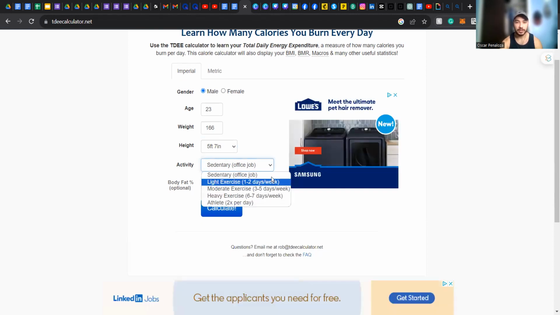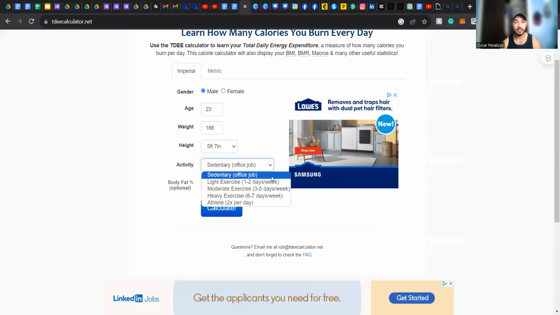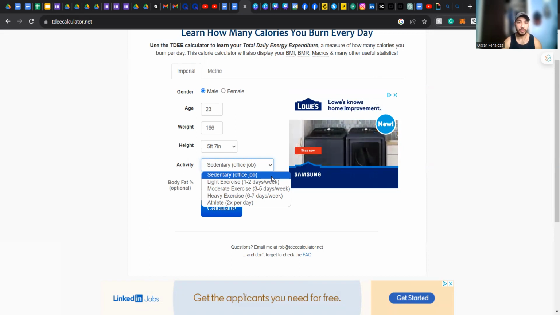It's going to vary. It's going to change the amount of calories that you are going to need to maintain your weight. So if you're someone who's more active, you're going to be burning more calories throughout the day. If you're someone who's less active, your overall calorie burn is going to be lower. So if you have an office job, you're going to burn less calories than if you were an athlete, burning a lot of calories just through the movement, through the exercise that you're doing.